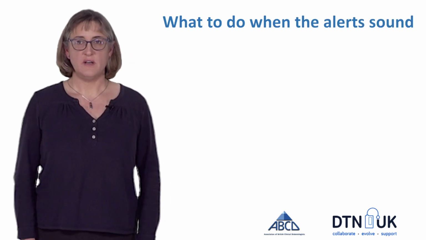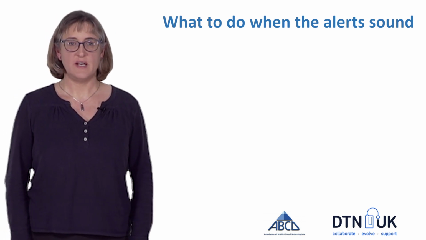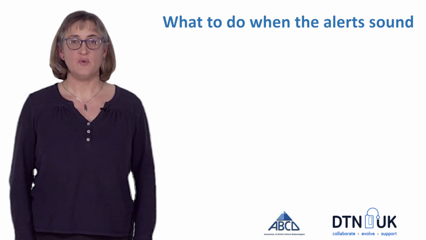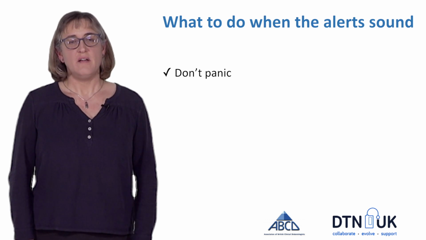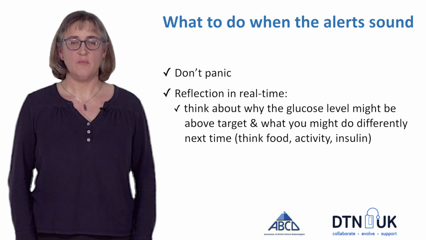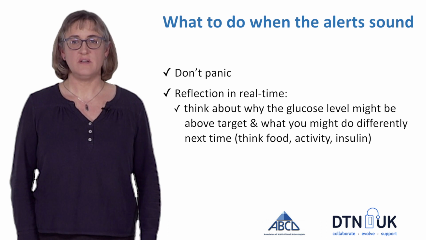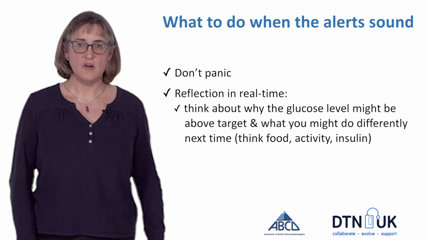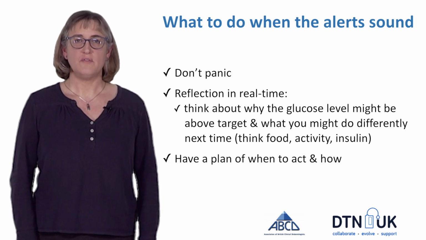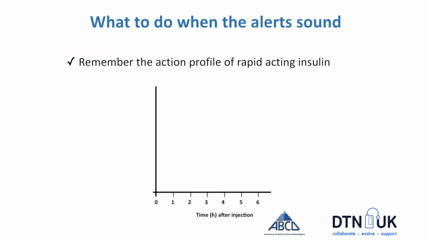So having set those alerts, you need to have a plan of what to do when the alerts sound. So with the high alerts, the most important thing is don't panic. Then think about why the glucose level might be above target and what you might do differently next time. So could you change the food you've eaten, the activity you've done, the timing or the dose of the insulin? And then have a plan of what to do about it and when to do it.